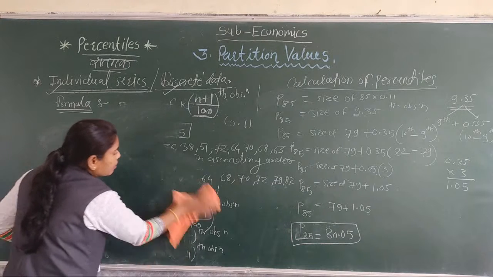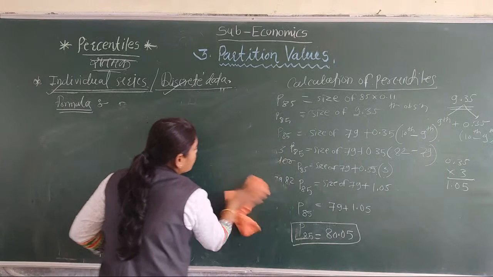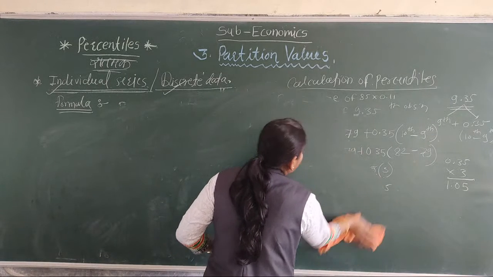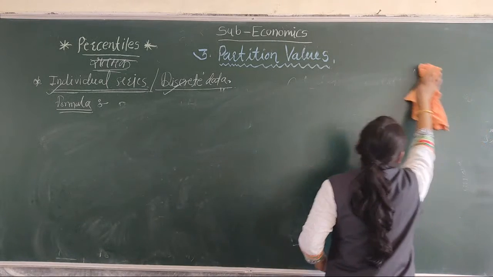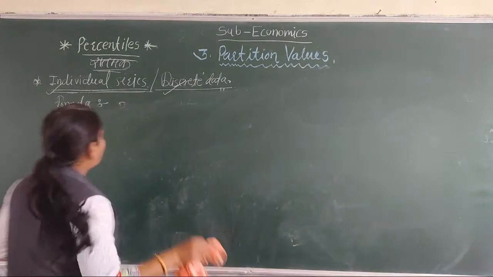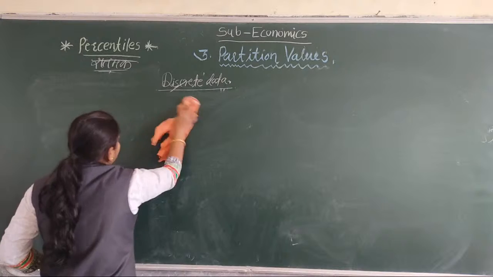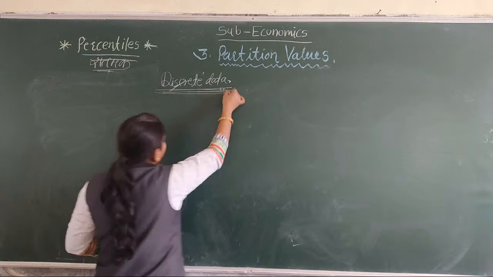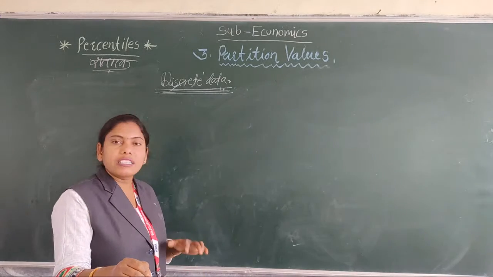Now let's continue with another important type to calculate the percentile: the percentile for discrete data. We are going to study another important type, discrete data, the discrete series. Okay. Now, how to calculate with discrete data? It is the most important point. Discrete data is also known as ungrouped data.